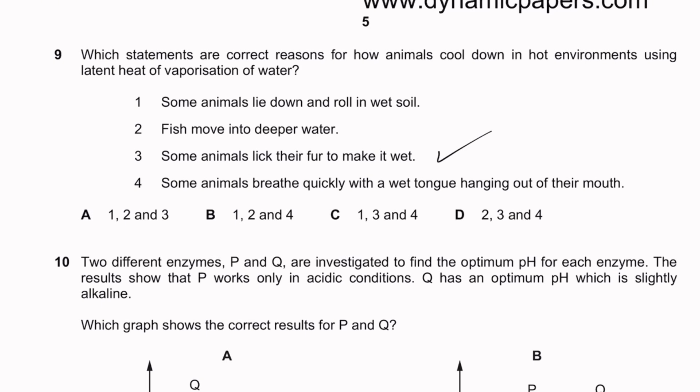Or some animals breathe quickly with a wet tongue hanging out their mouth. Yes, exactly. Panting. When dogs, for example, pant, they leave their tongue out of their mouth. This allows their mouths to get wet, and so water evaporates, they get cooler. 3 and 4. But here he says it's actually one of 3 options. So obviously it's definitely not 2.